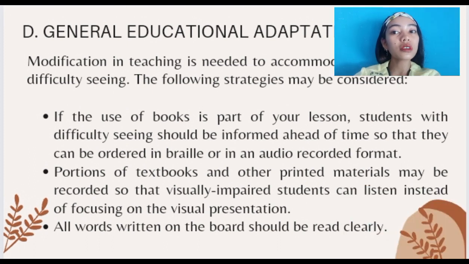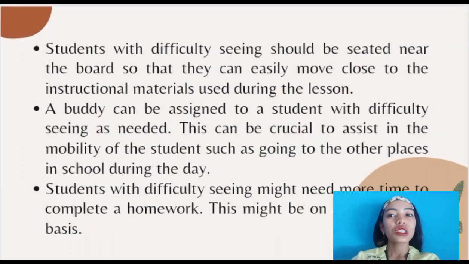Portions of textbooks and other printed materials may be recorded so that visually impaired students can listen instead of focusing on visual presentation. All words written on the board should be read clearly. Students with difficulty seeing should be seated near the board so that they can easily move close to the instructional materials used during the lesson. A buddy can be assigned to a student with difficulty seeing as needed.